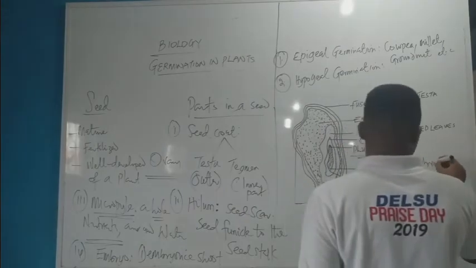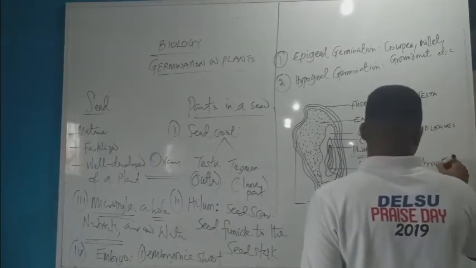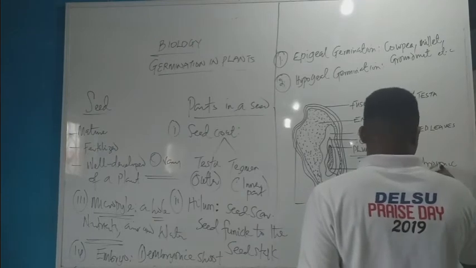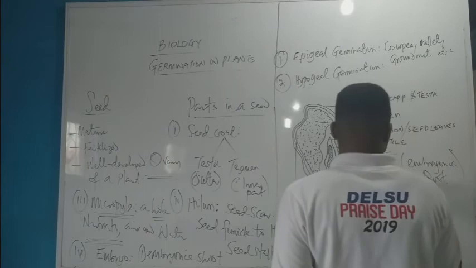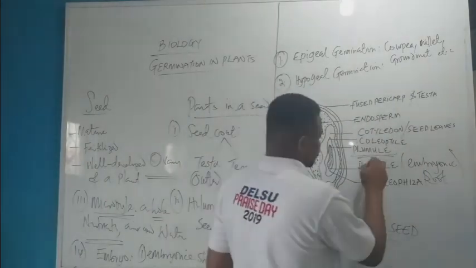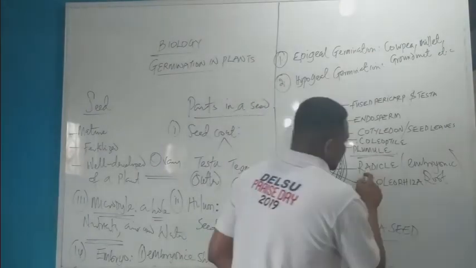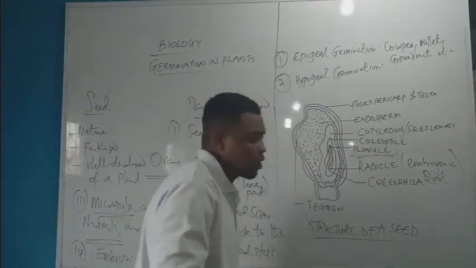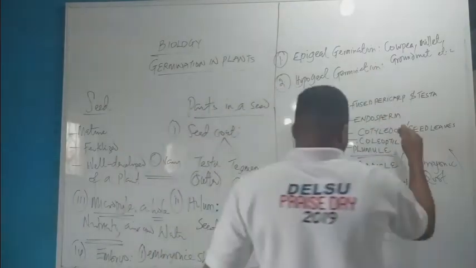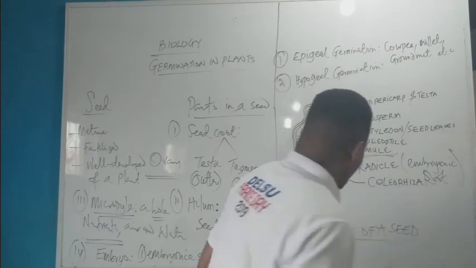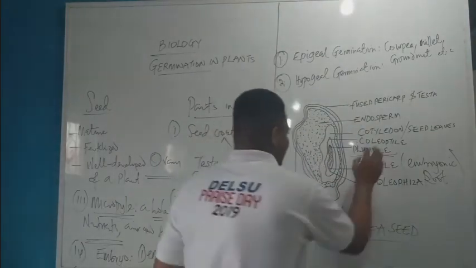The radicle. So the embryonic root is called what? Radicle. The embryonic root is called the what? Radicle. Look at the diagram very well. Remember that this one is the shoot, and this one is what? The root. Now, the shoot and the root are the two major parts. The other part contains the cotyledons, one or two or more cotyledons, known as what? Seed leaves.